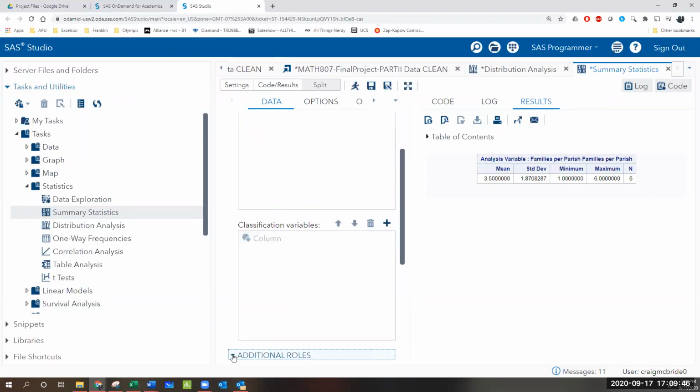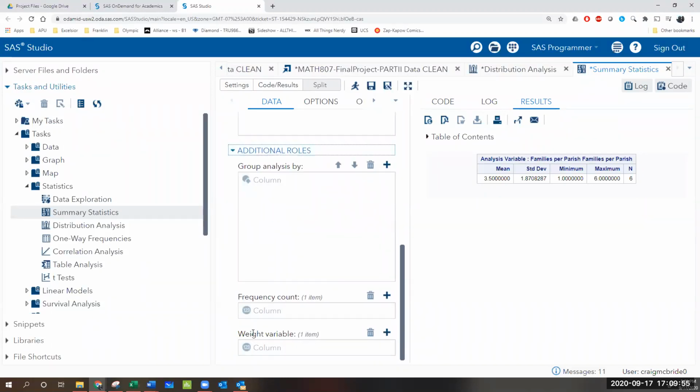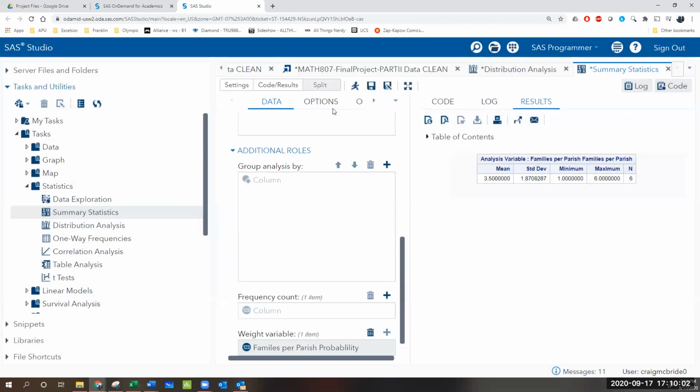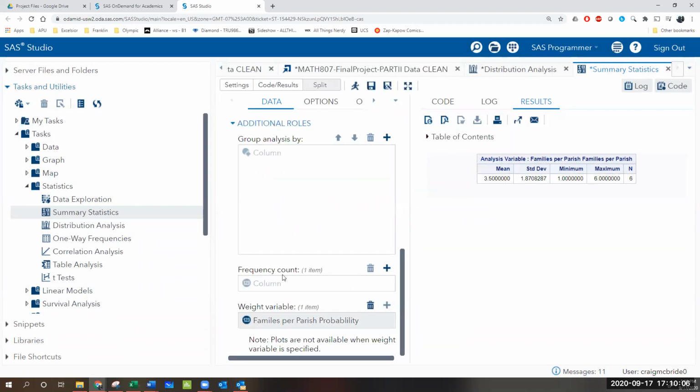You have to weight those numbers, right? All of those numbers didn't show up with equal weights. They didn't have equal probabilities. So instead, you click on additional roles, and down here you have a weight variable, and you click add, and then you put in the families per parish probability as the weight. So we're going to look at families per parish, and they're going to be weighted by their probability. And now if we run it, that is the correct mean and standard deviation for that probability distribution.